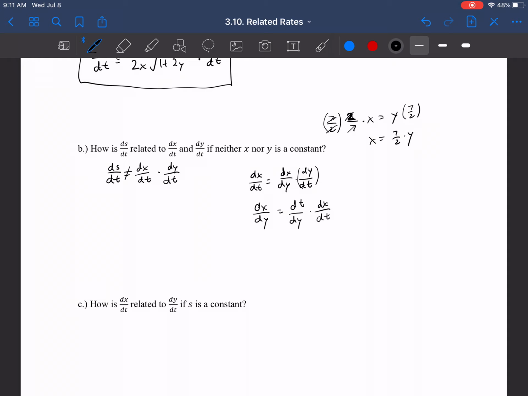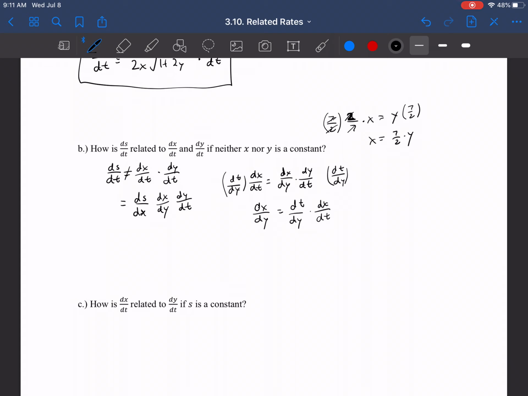Well, it's the same sort of thing here. I multiply both sides by dt/dy, and that cancels on this side. That's what I just did there to make that work. And you end up with what dx/dy is. Well, if we come back over here, ds/dt, we can write that as ds/dx times dx/dy, and then dy/dt.